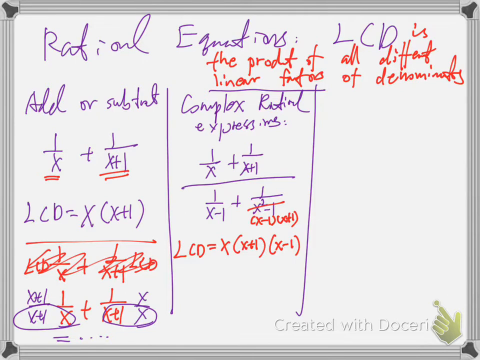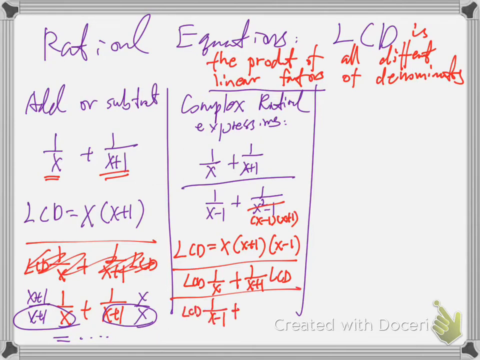The next step: everybody times the LCD to cancel denominators. I will simply write down the next step like this: the LCD times 1 over x, plus the LCD times 1 over x plus 1, divided by the LCD times 1 over x minus 1 plus 1 over x minus 1 times x plus 1 times the LCD. Then all denominators will be cancelled, and you can continue. So that's the second case where we need the LCD.